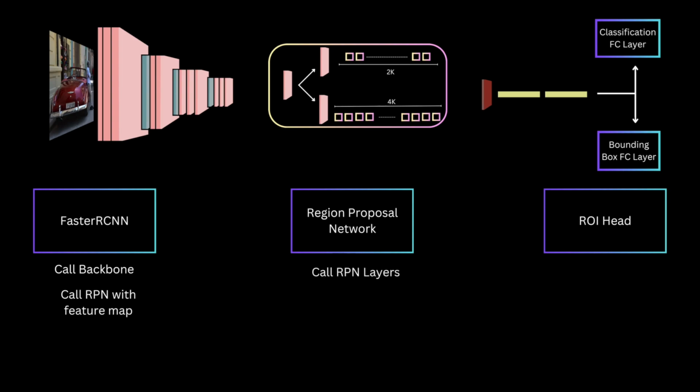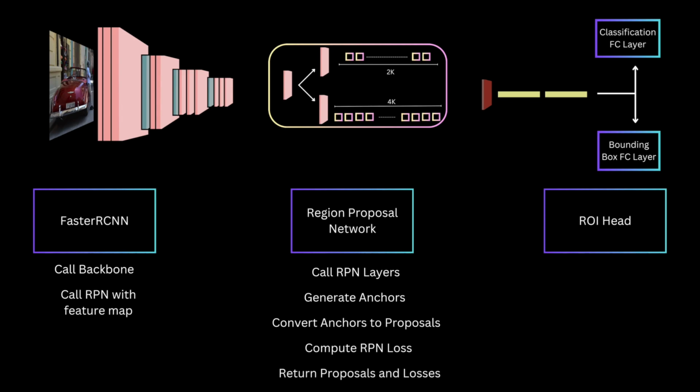Inside RPN, we'll first call RPN specific layers, and then generate anchors according to the image and feature maps. Convert these anchors to proposals using the box regression predictions, and compute RPN classification and localization loss based on the ground truth boxes and labels. RPN will return the proposals for the image and both the RPN losses.